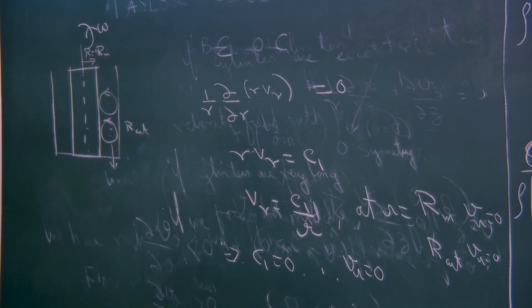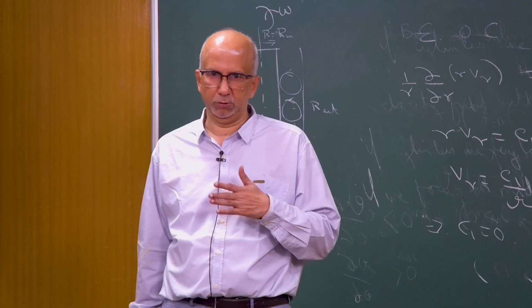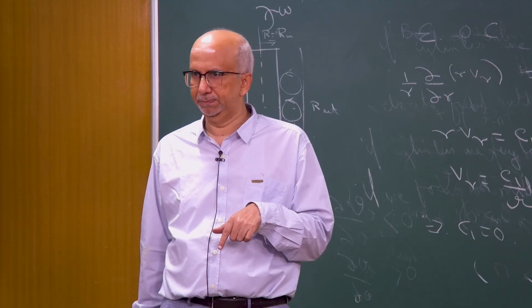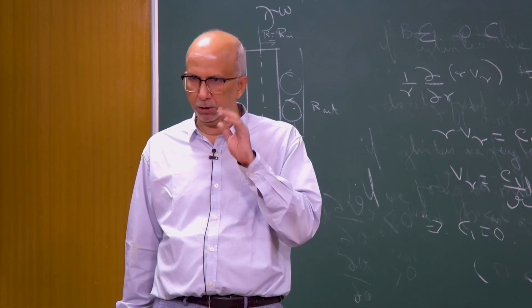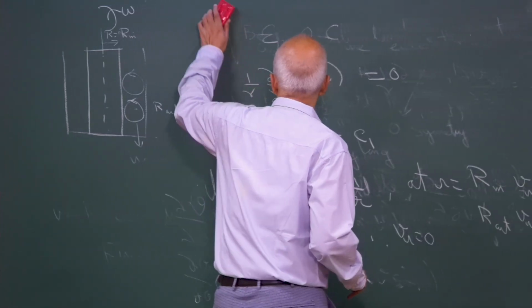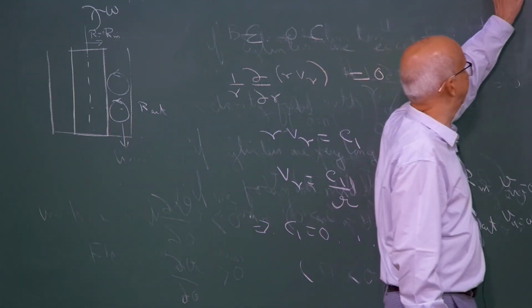So you can see that something very similar to what we did in the Cartesian coordinates is what we are getting here. One of the velocity components is 0, so there is no radial flow, and you only have the theta component of velocity. Now we will go to the equation of momentum, and then we will see what information we get.